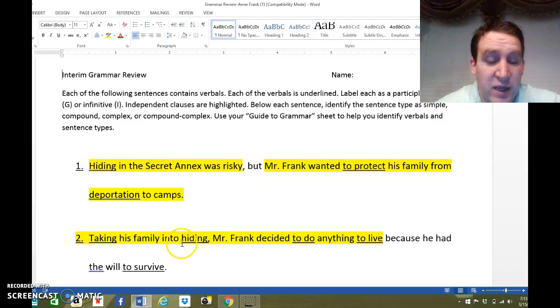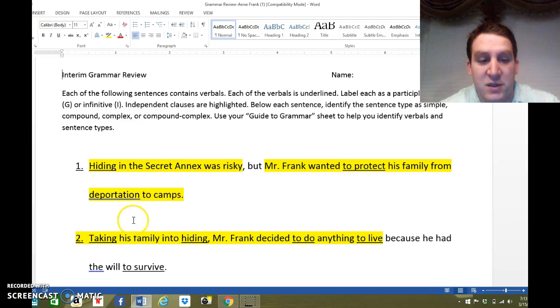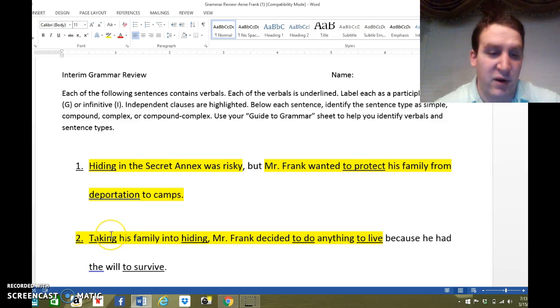If you said it's the gerund because it's the subject of the sentence, you would not be correct. The reason why hiding is a gerund is because before the word hiding, we see the word into. And into is an example of a preposition. So since hiding comes after the preposition, it makes hiding the object of the preposition. There's only three things that can be objects of prepositions: nouns, pronouns, or things that look like verbs but are actually nouns, meaning gerunds.